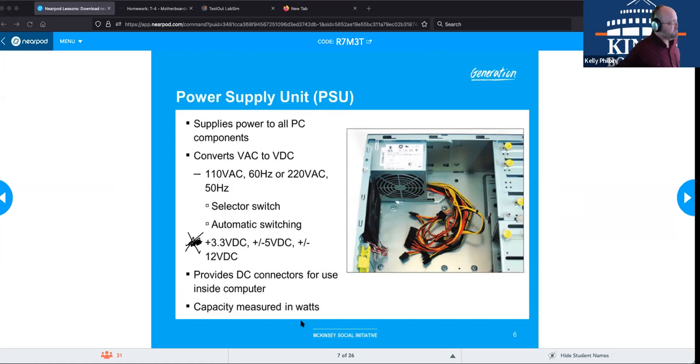Those are our five voltages. All right, the capacity that it can supply is measured in watts. Yes, Ebony.